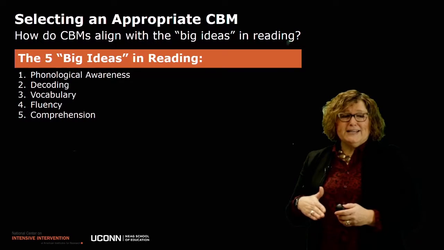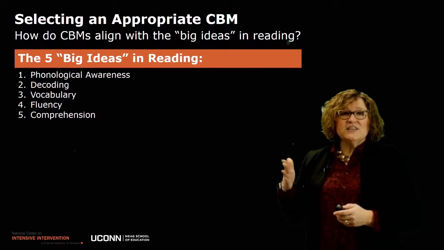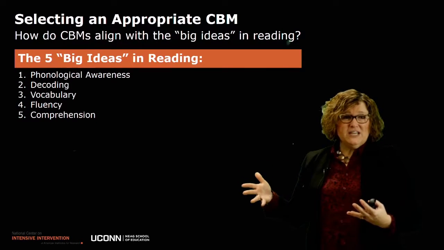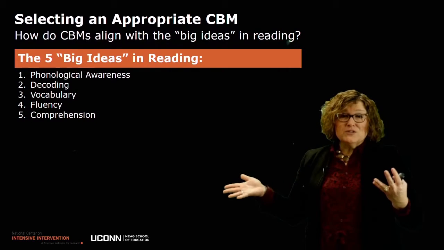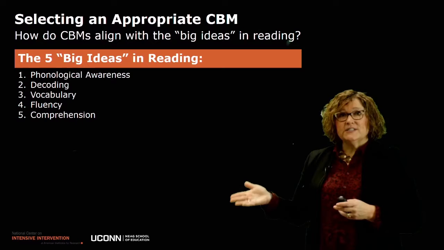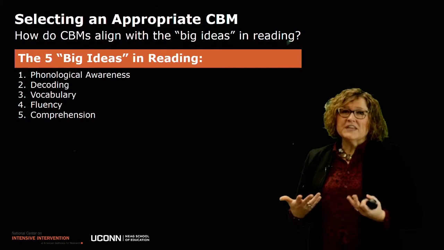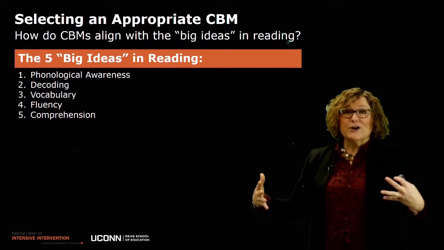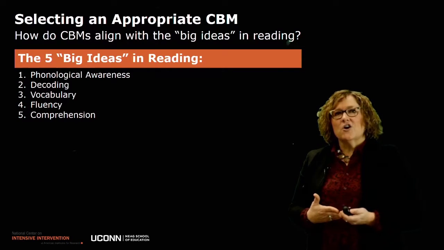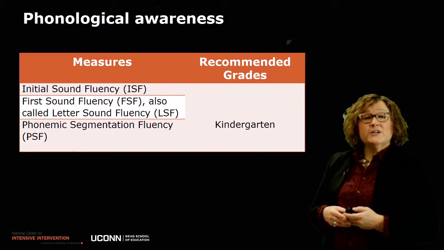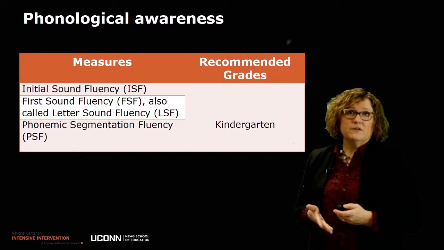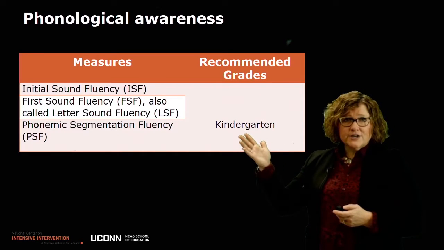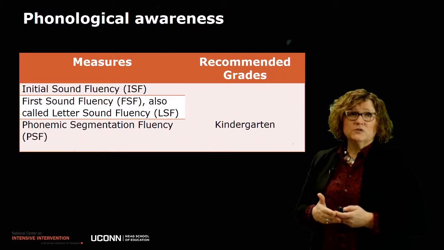And one of the best ways to select a CBM is to think about the CBM that might be most appropriate according to which of the big ideas in reading will constitute the majority of your instruction according to the student's age and intervention needs. And so we sort of think of this as like a hierarchy of reading skills, and we have to think about where your student is entering into this hierarchy. So as an example of some of the measures that might be aligned with that first big idea, phonological awareness, we think about measures like initial sound fluency, letter sound fluency, phoneme segmentation fluency.